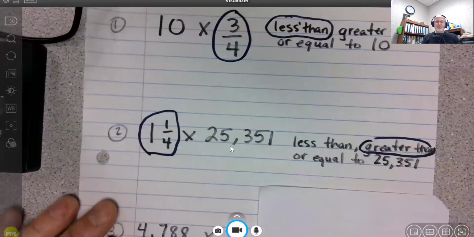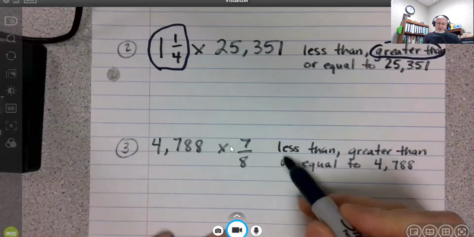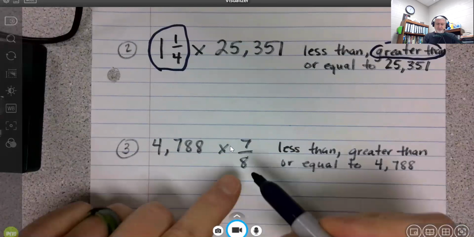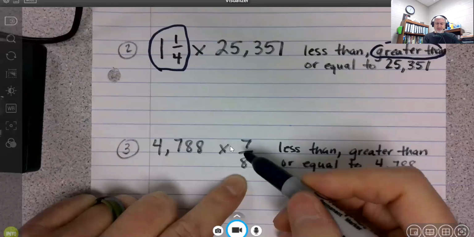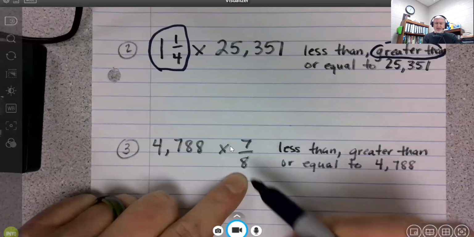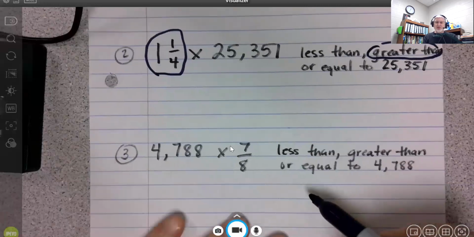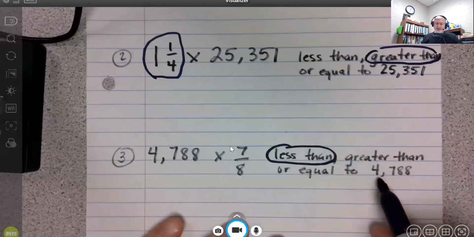And our last example, I have 4,788 times 7/8. Is our product going to be less than, greater than, or equal to 4,788? Well, again, we're looking at 7/8. Is 7/8 less than 1, equal to 1, or greater than 1? Hopefully you'll say 7/8 is less than 1, because I know 8/8 is equal to 1. So 7/8 would be less than 1. So our product should be then less than 4,788.